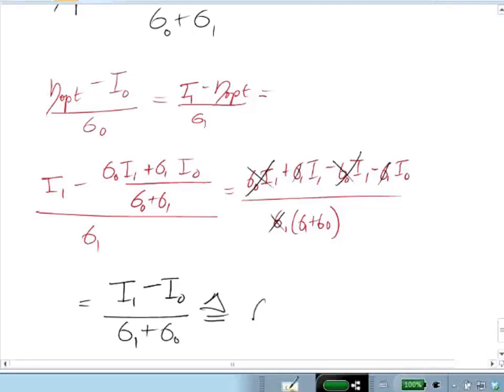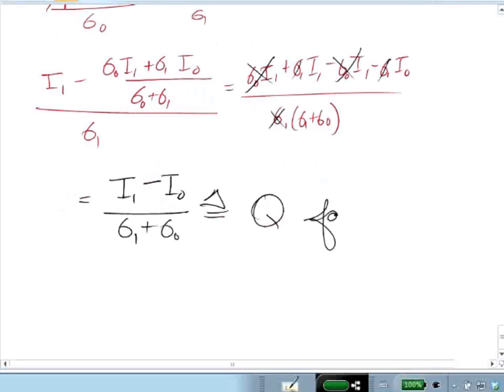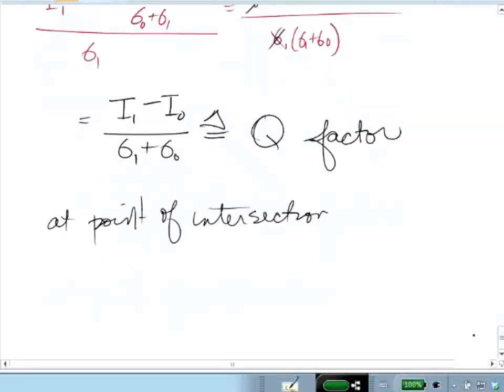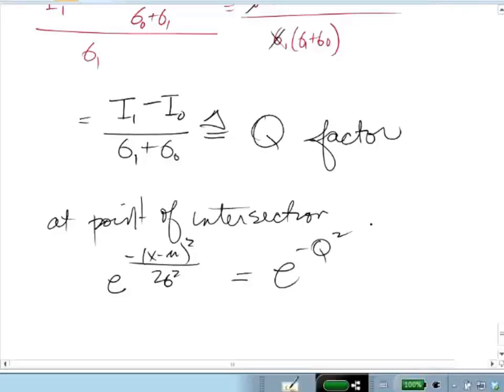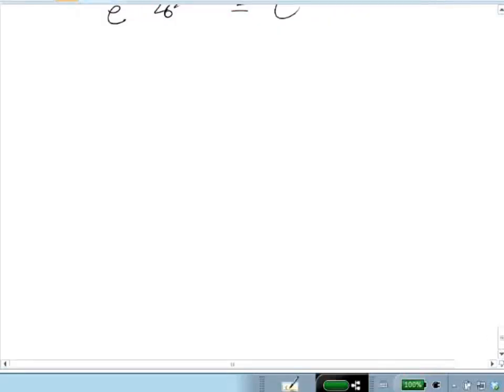And this I will define as something we call the Q factor. So we can say that at the point of intersection, we would have e to the minus (x minus the mean) divided by the variance, that this would equal e to the minus Q squared in both cases. So at the point of intersection, we have this result. And of course, this Q factor can be useful when we're calculating the bit error rate.